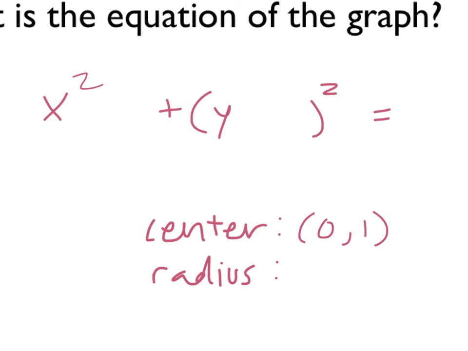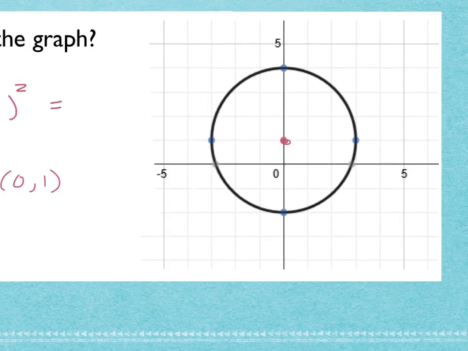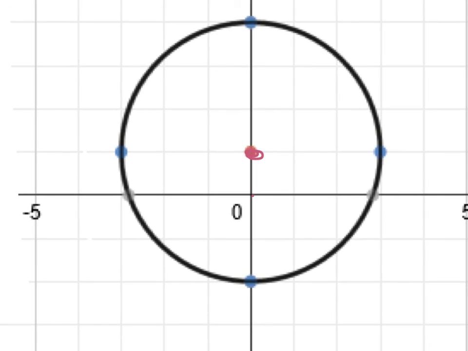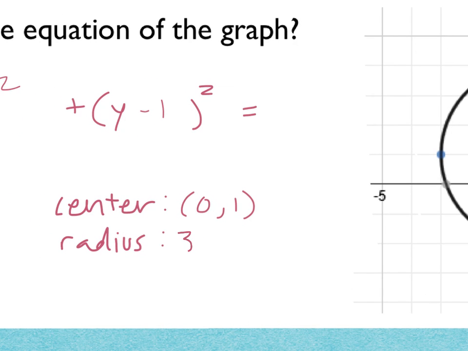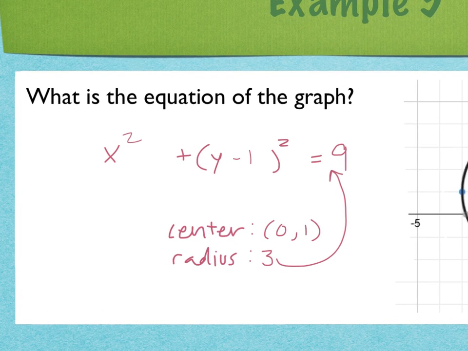And then since we have a positive 1 here, it becomes a negative 1 in our equation. And our radius, we just count 1, 2, 3. So our radius is 3. And when we go this way to our equation, we have to square it, so it becomes 9. So this is our equation of the graph.